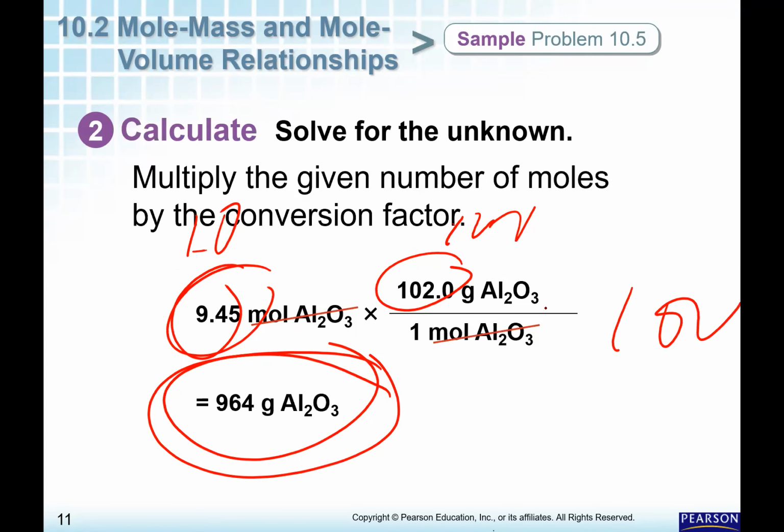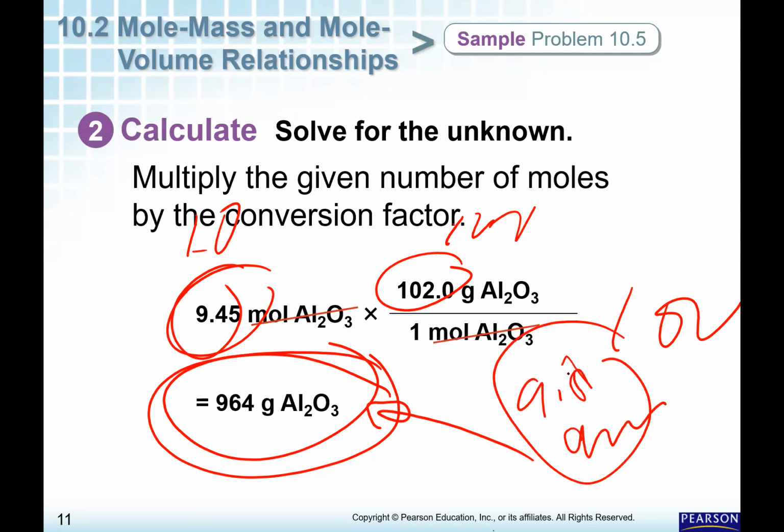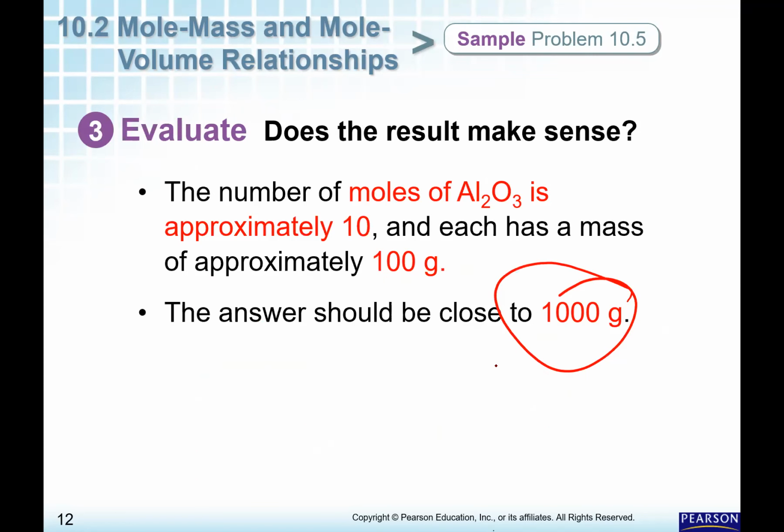If you get something here that is, for example, 9 grams, then you know that you're wrong. If you get 9,000, then there's something wrong. If you get something like 700, then that's the meaning of evaluation, which is to see if your answer does make sense or not.